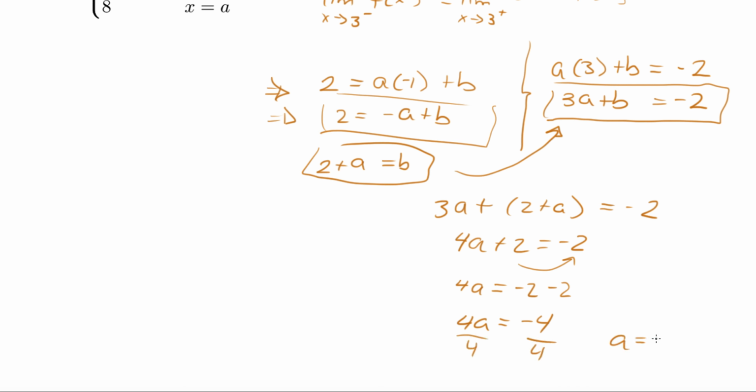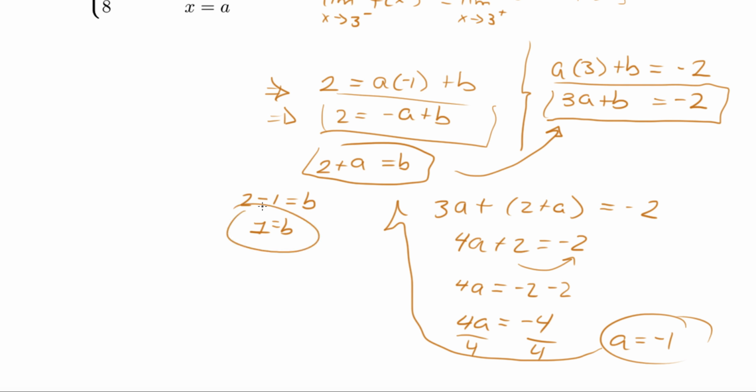A equals negative 1. Okay? So now we're going to plug in that negative 1 into either or. I'm going to plug into this one. So 2 minus 1 equals b. So 1 equals b. Okay? And that's how you will solve that one.